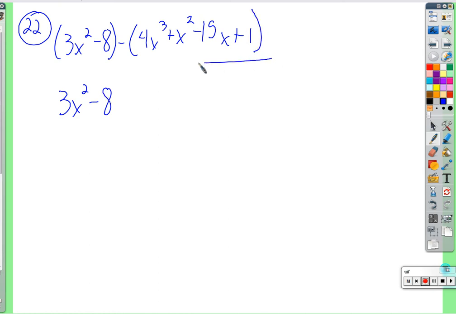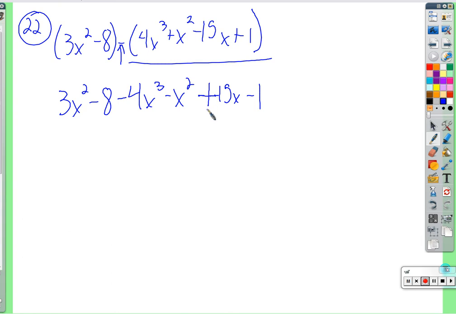But what are we doing with these parentheses? Well, there aren't any like terms in there. We're subtracting that set of parentheses from everything else. So if I'm subtracting this whole set of parentheses, then I want to subtract everything in the parentheses. I want to subtract 4x³. I want to subtract x². I want to subtract a negative 15x. I'm going to subtract a 1. And then we collect like terms. When we subtract a negative, it's the same as addition.